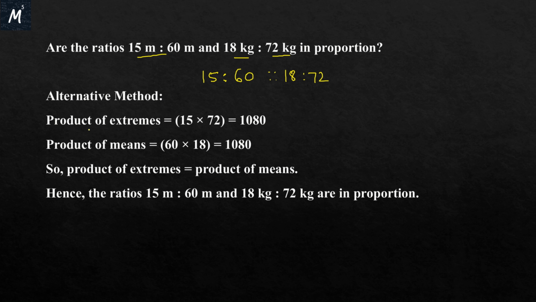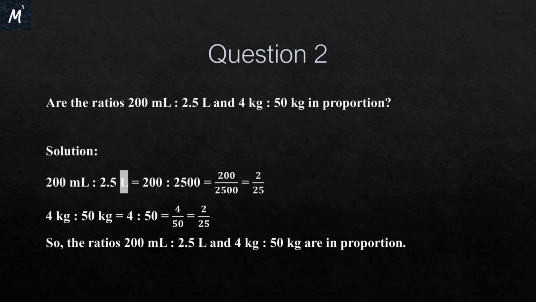So the extremes over here are 15 and 72. The product is 1080, and the product of means would be 60 into 18, which is also 1080. So both the products are the same, so they are in proportion. So this is an alternative method. If you don't want to find the simplest form of the ratios given, these products give you another way to find the answer.